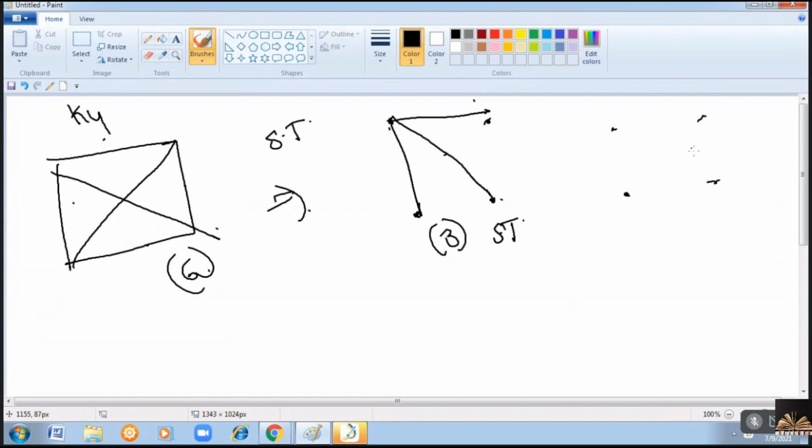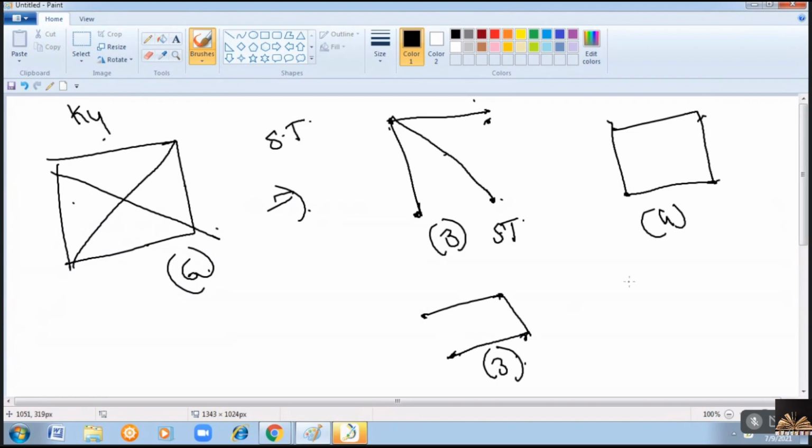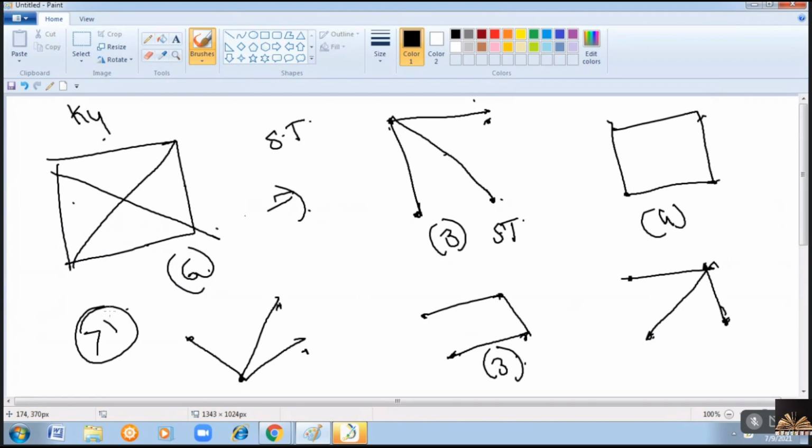One more spanning tree is this, also with 3 edges. You can have one more. This is also a spanning tree with 3 edges. You can have one more. This is again a spanning tree. Like that, for a given graph, you can have many spanning trees. More than one spanning tree is possible for a given graph.